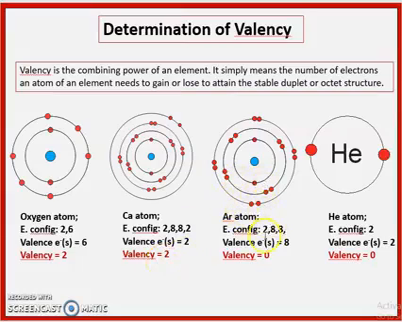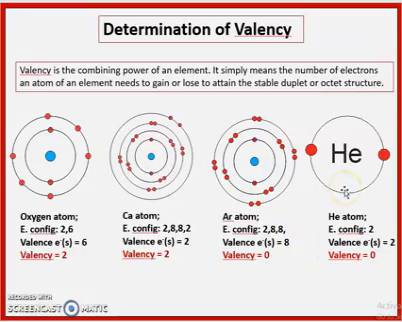Then coming to argon. Argon has 18 electrons. So 2, 8, 8 is the configuration. And the outermost shell is 8. So valence electron is 8. If you look at this, the outermost shell has 8 electrons. You find out it doesn't need to gain any electron and it doesn't need to lose any electron because already it has octet structure. Therefore, the combining power or the valency is 0 because it doesn't need to gain, it doesn't need to lose.